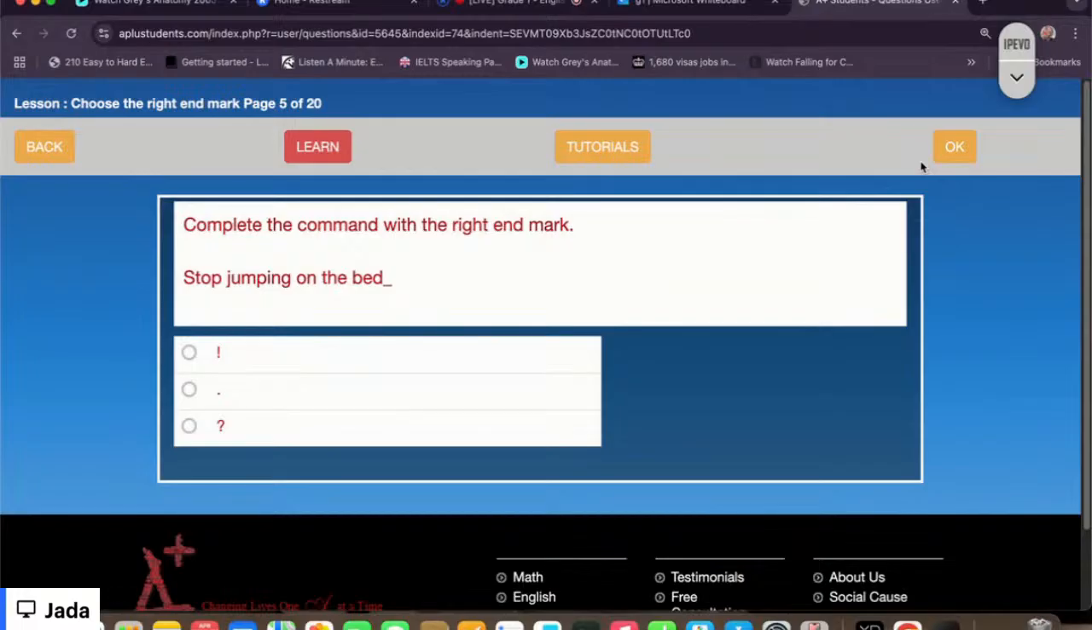Stop jumping on the bed. Complete the command with the right end mark. Stop jumping on the bed.